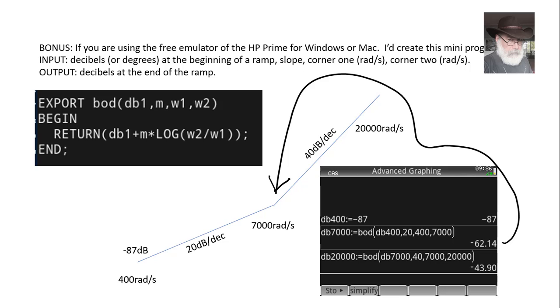Let me do that once again. What are the values of the decibels at 20 kiloradians per second? I use the second ramp. I enter Bode, value of the decibels at the beginning of the ramp, in this case negative 62.14. Slope of the ramp 40 decibels per decade, and the two frequencies 7,000 and 20,000, and I get that the value at 20,000 radians per second is negative 43.9 decibels.